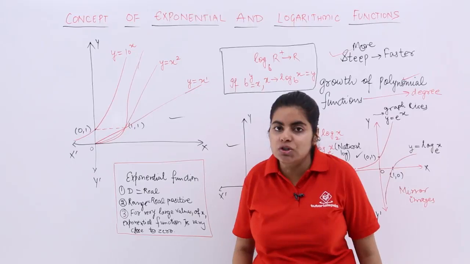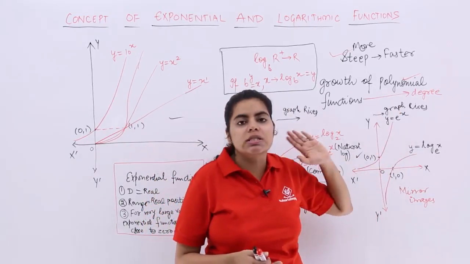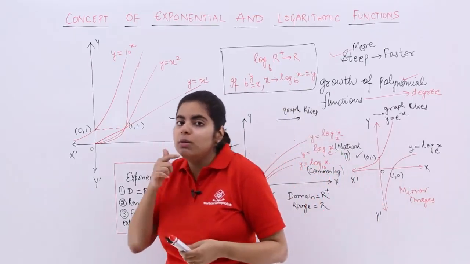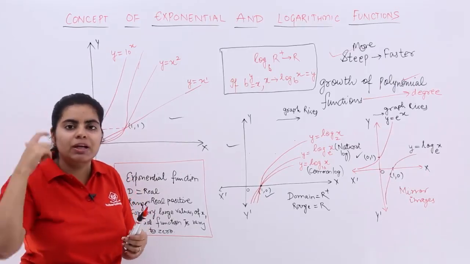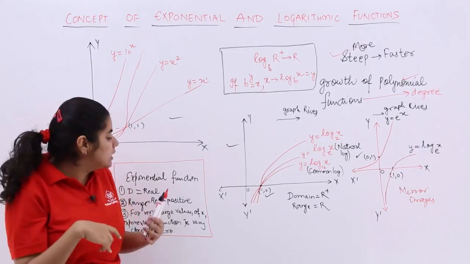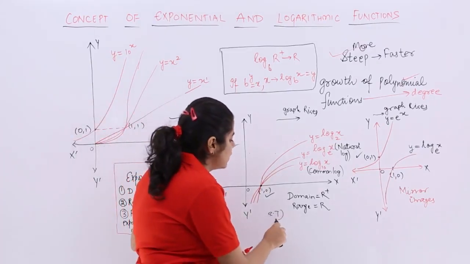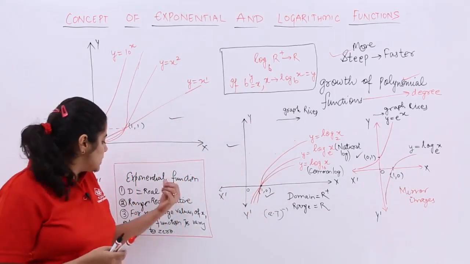And what about the range? The range is giving me only positive values. So the range is positive reals. Suppose e raised to the power minus 1. Although x is negative, it is giving me e raised to the power minus 1, which means nearly 2.7 raised to the power minus 1, that is 1 upon 2.7. Again positive, right?